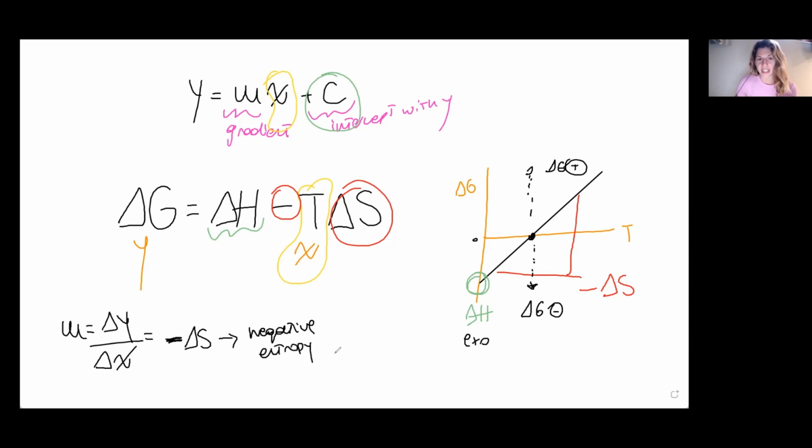And this tells us that in this reaction, the entropy is decreasing. So what it means is that either the reaction is more ordered, or that there is a decrease in number of particles. By more order, I mean it could be changing physical state, like from gaseous to solid.